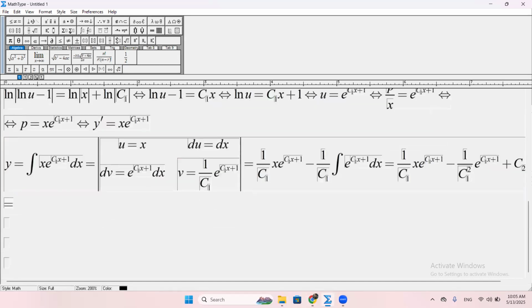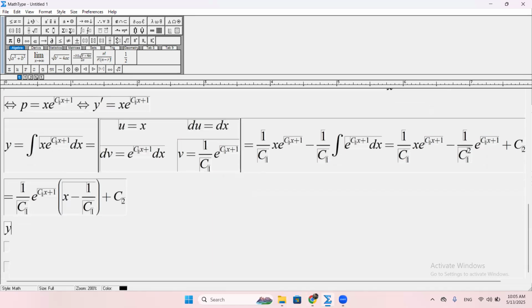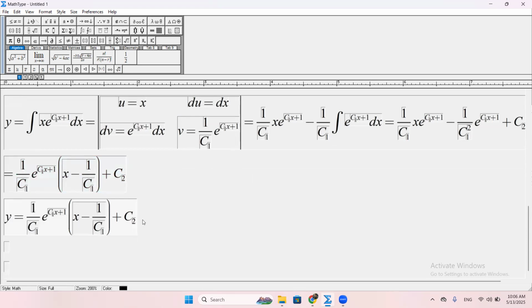So what we simplified a little bit: I will move 1 over c1 and this exponent out of brackets. So x minus 1 over c1, and plus c2. So the final answer, the general solution, is the following expression. So we found it. Any questions about this exercise?